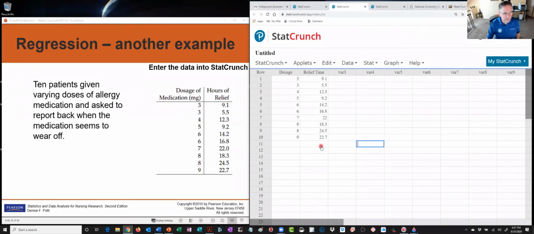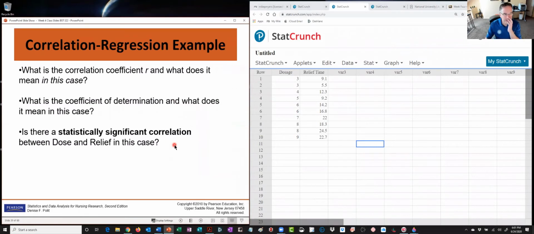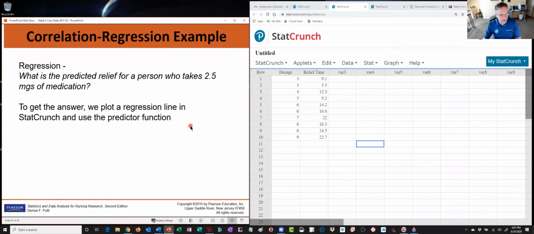So we want to know, what's the correlation R? What does it mean in this case? What is the coefficient of determination? What does it mean? Is there statistically significant correlation? So you know it's coming. Just like last week, we'll ask that question. And then we're going to look at predicted value for someone who took 2.5 milligrams of the medication.